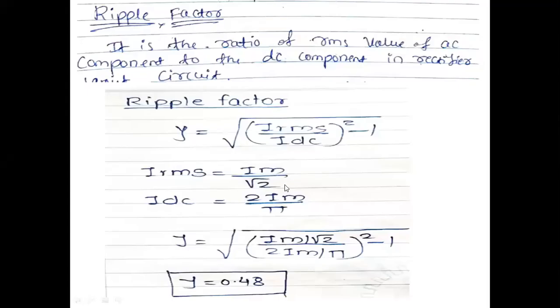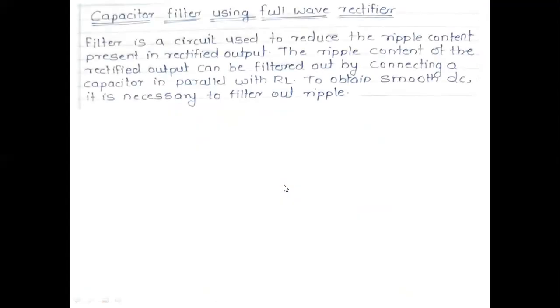We can call that one here. That filter is nothing but capacitor filters. We are going to call it here now capacitor filters. So, capacitor filter using full wave rectifier. Full wave rectifier gives us 90% efficiency. Full wave rectifier is 90% efficiency.